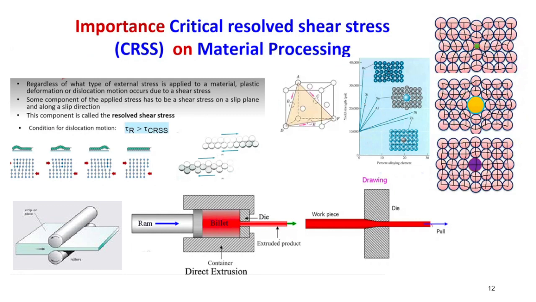Next we will come to the critical resolved shear stress. For dislocation motion to occur, the resolved shear stress should be greater than the critical resolved shear stress. The critical resolved shear stress is an inherent property of the material. Every material has its own CRSS, and whenever the resolved shear stress, tau r, which we will see in the next slide, is greater than the material's CRSS, it is bound to break. So it will result in deformation.